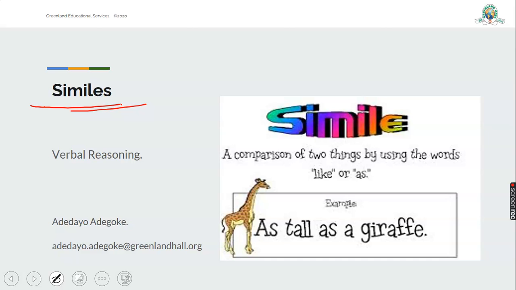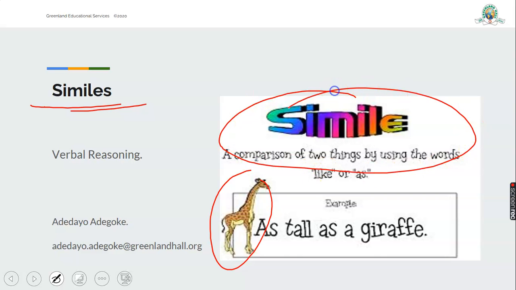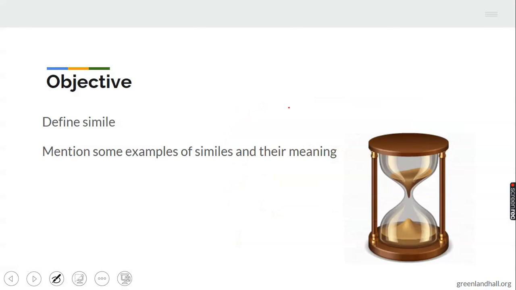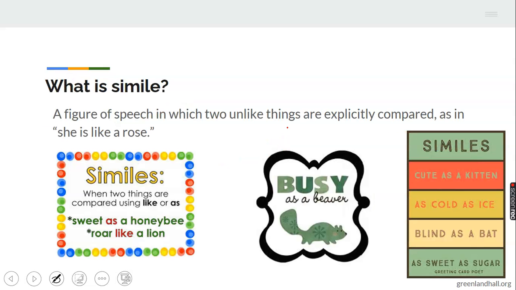If you look at this picture, you are going to see a giraffe here, and then you are going to see a simple definition of what the simile is. Don't worry, we are going to be considering them shortly. Now, at the end of this lesson, you should be able to define simile, then mention some examples of similes and their meaning, what the simile means.